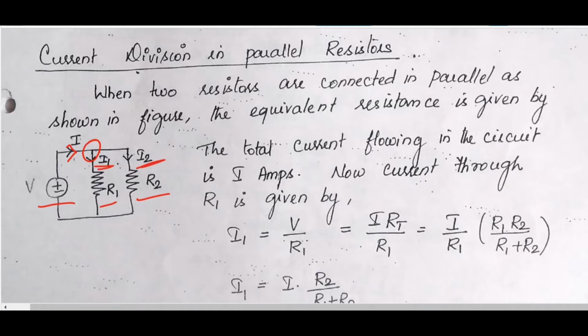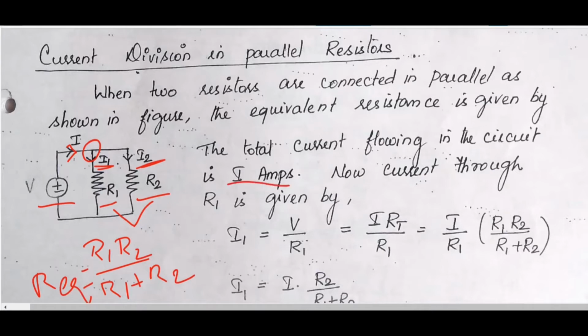The equivalent resistance is well known: for two resistors connected in parallel, R equivalent equals R1 R2 by R1 plus R2. Well, the total current in the circuit is I.